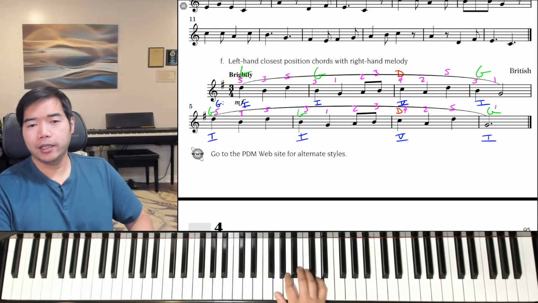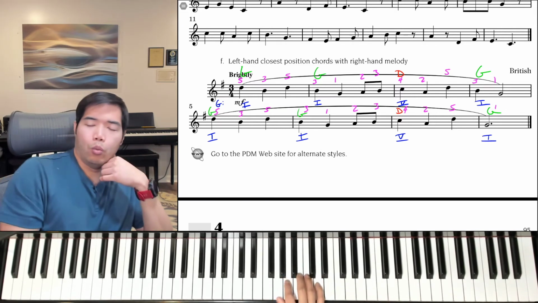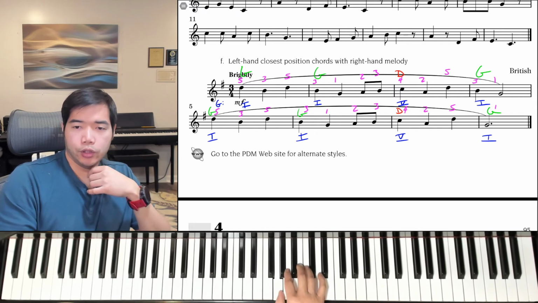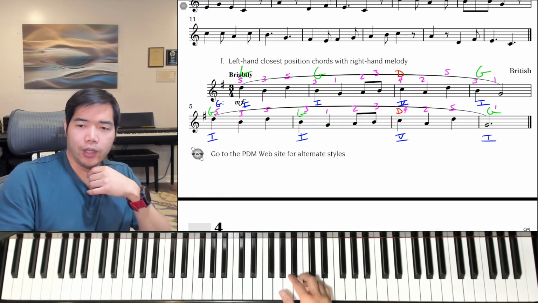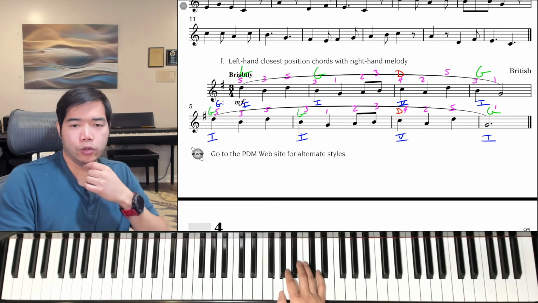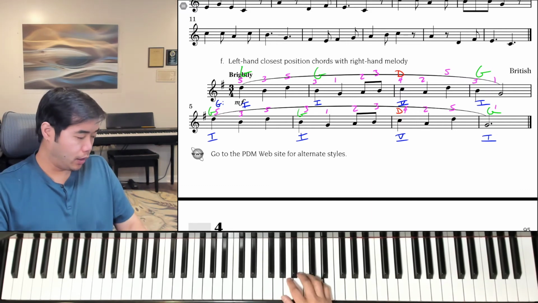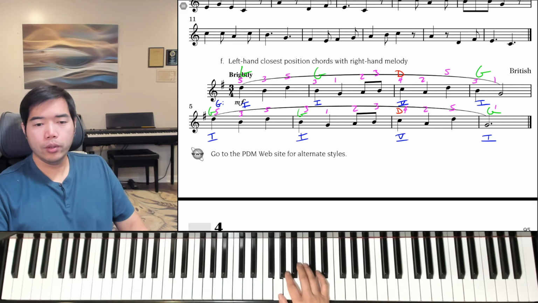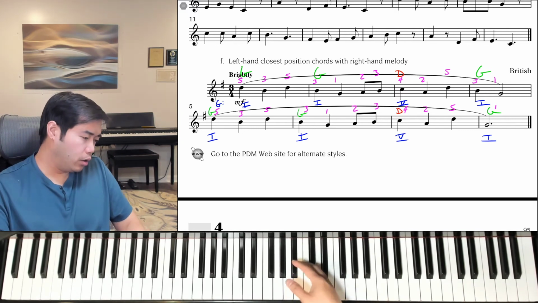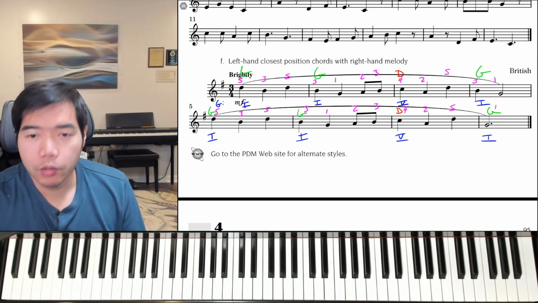Now let's try playing the right hand. 1, 2, 3. 1, 2, 3, and 1, 2, 3. Once you're comfortable with that, we can actually put it together.